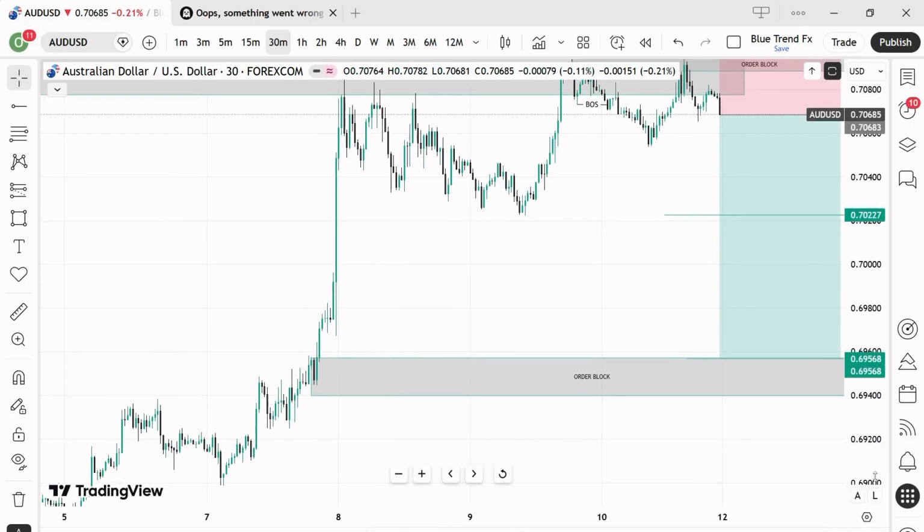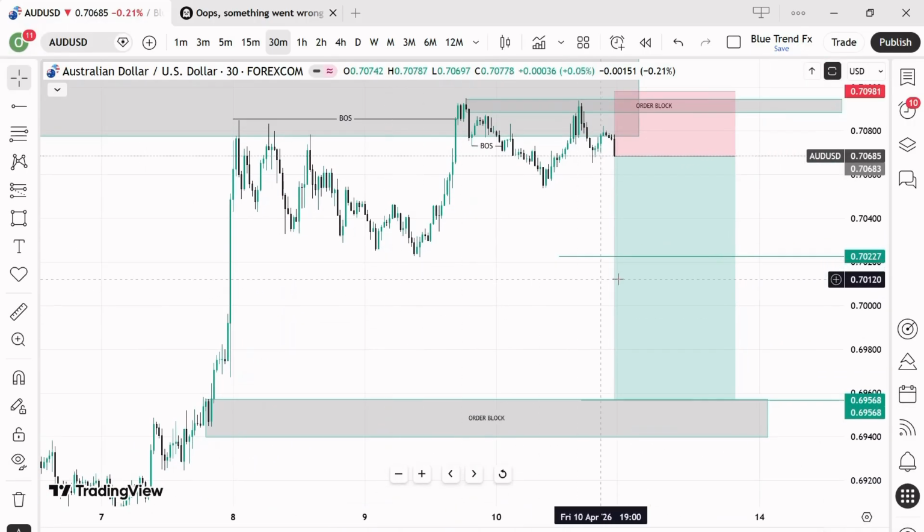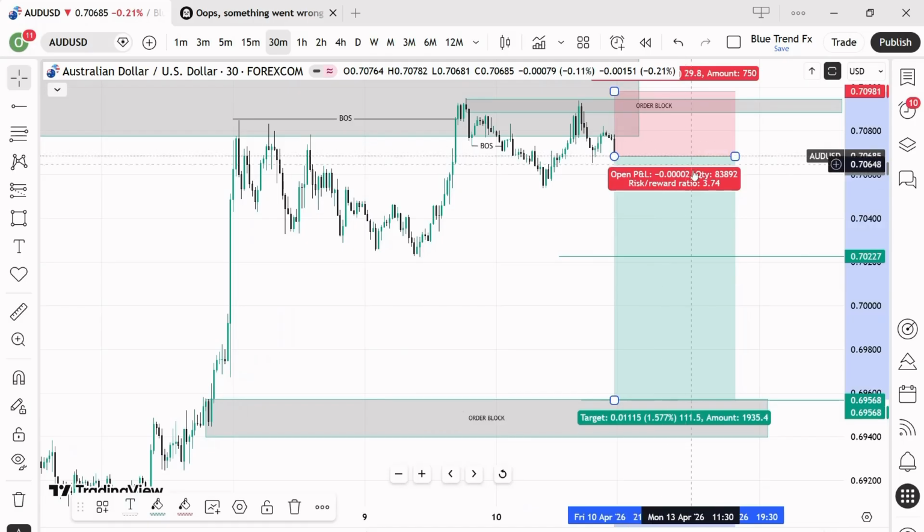So this is going to be a 1 risk to 3.74 reward ratio.